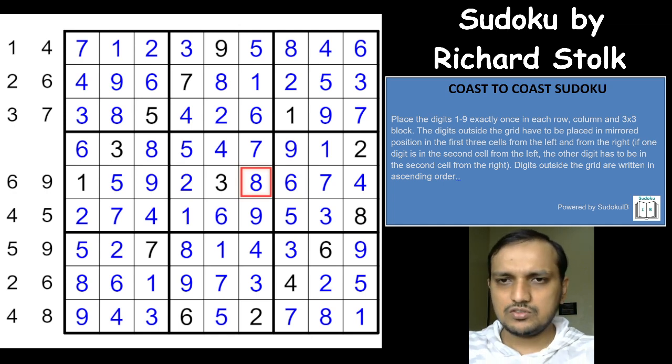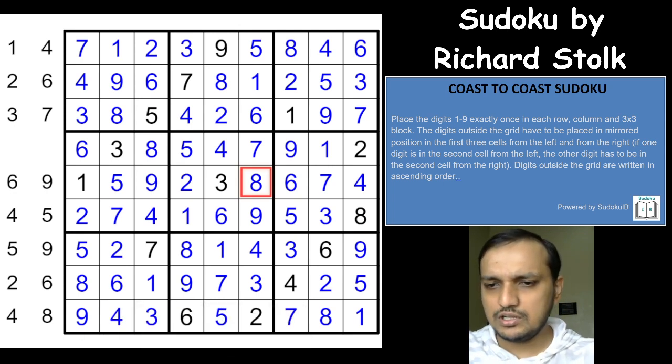Never. His Sudokus, his logics are awesome, amazing, purely logical. Every time you don't have to guess and try to solve his Sudokus. That is what is famous about his Sudokus. So I really thank Richard for such a wonderful Sudoku. Really enjoyed this one. It was a good one, and I hope you all have enjoyed this video.